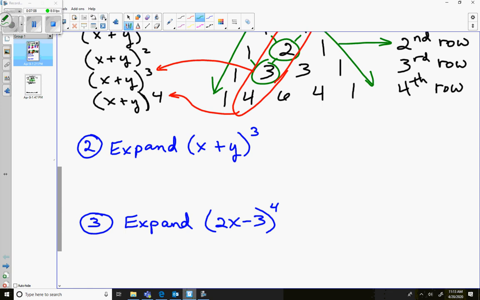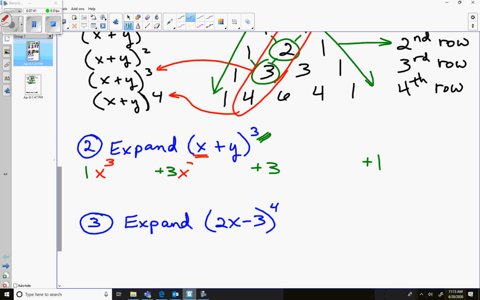Since the exponent here is a 3, we're going to look at where the second number in Pascal's triangle is a 3. And we do this because this is a binomial raised to an exponent. So my coefficients are going to be 1, 3, 3, 1. First term in the parentheses was an x. So I start with x to that exponent, which was x cubed.